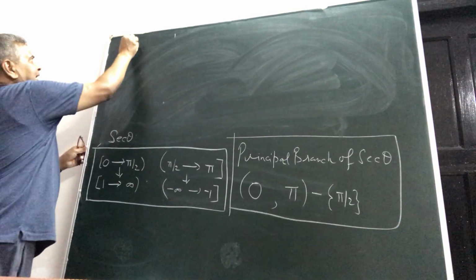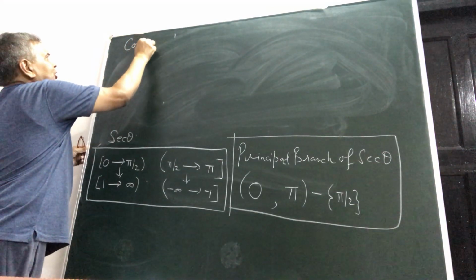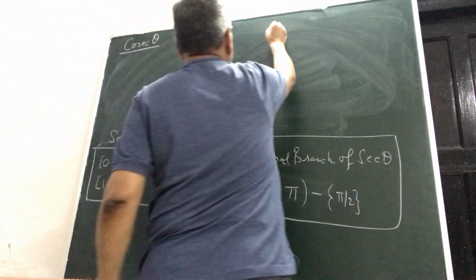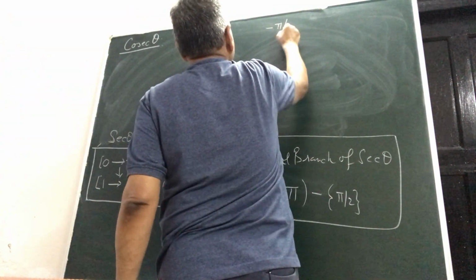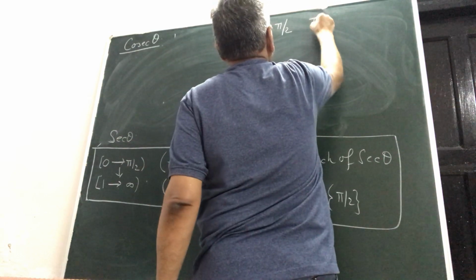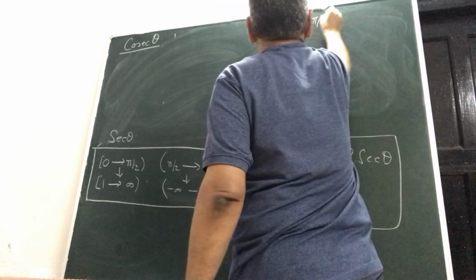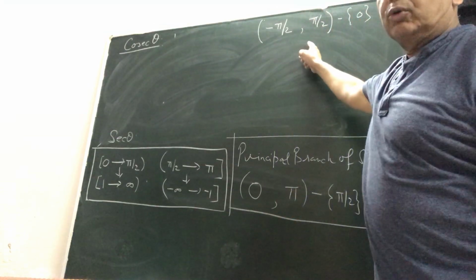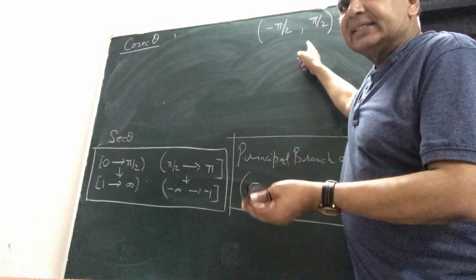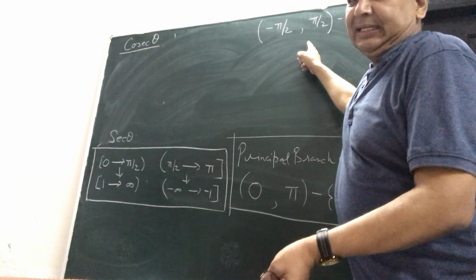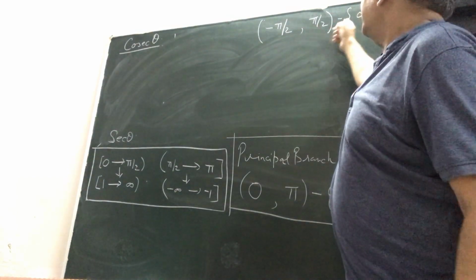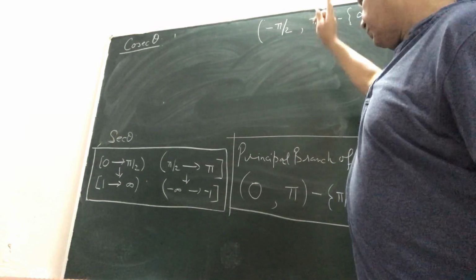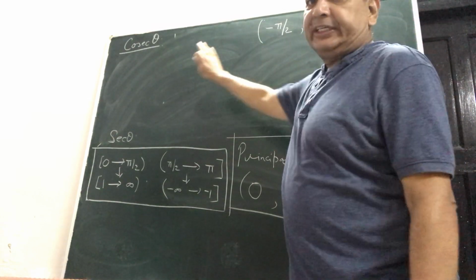And for cosec theta, I am summarizing the result. The principal branch, no doubt, will be from minus pi by 2 to pi by 2, and of course 0 will be excluded. You can make it out: cosec theta is 1 upon sin theta, and sin theta becomes 0 when theta is k pi. So this will be the principal branch of cosec theta.